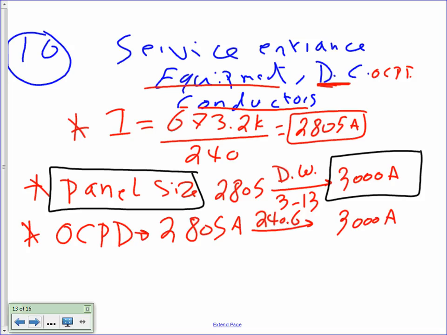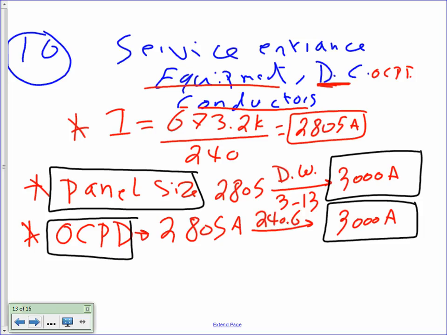3000 amp. So the size of my fuse or circuit breaker and the size of my panel match. Both of them match. Any question, guys? Any question about that?